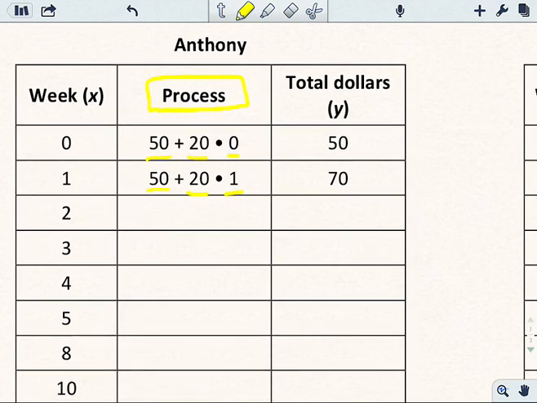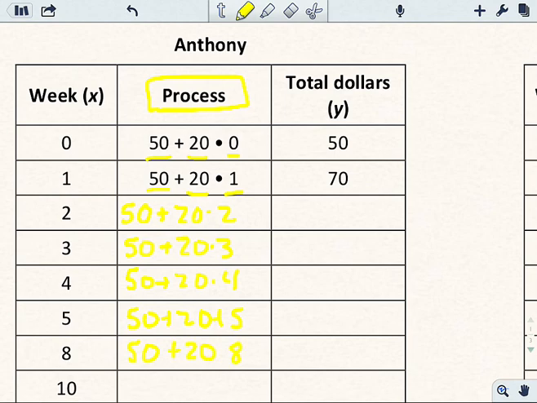Following the process, thinking about it logically, we're still going to have the $50, which you started out with a long time ago. And now we're going to add $20 for the second week. Here's $50, and here's going to be 20 for the third week. 50 plus 20 for the fourth week. 50 plus 20 for the fifth week. And 50 plus 20 for the eighth week.